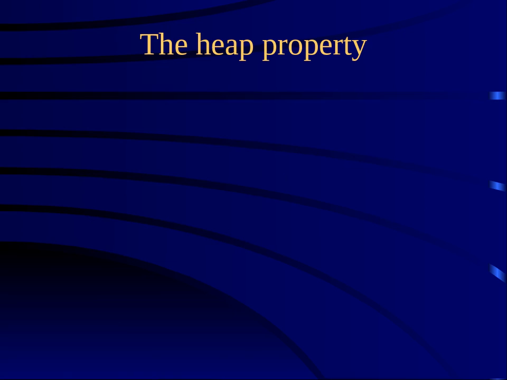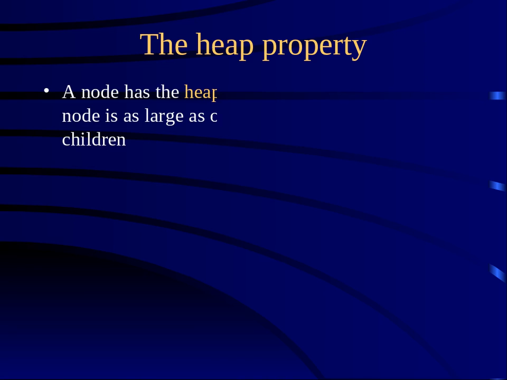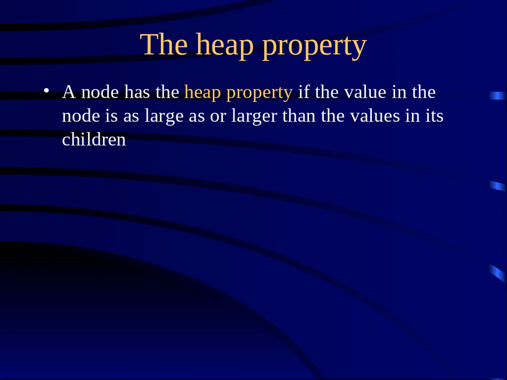So the heap has to be balanced, and we talked about why that's advantageous. It has to be left justified. We haven't talked about why that's necessary, but that'll make more sense in a bit. But the third property is that it has to have the heap property. And a node has the heap property if the value of the node is as large or larger than the value of its children. How is that different than the binary search tree?